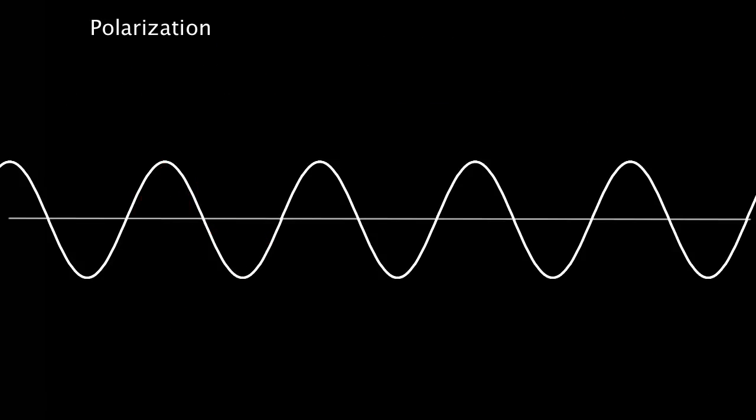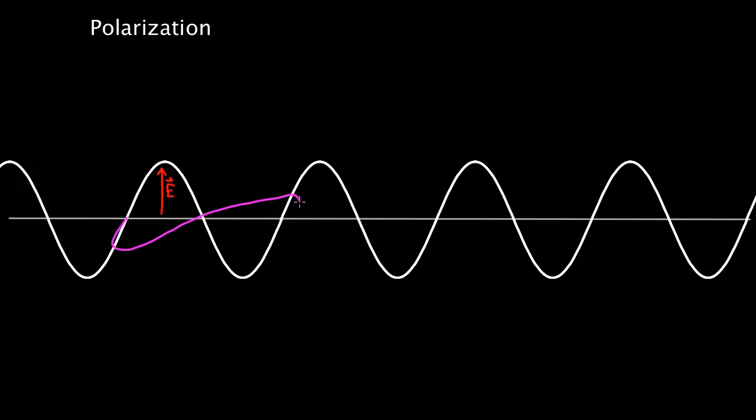So if we come back to here, we've got our electric field pointing up like that. Now let's say we sent in another light ray that also had a polarization, but not in this direction. Let's say our other light ray had polarization in this direction. So it looks like this.